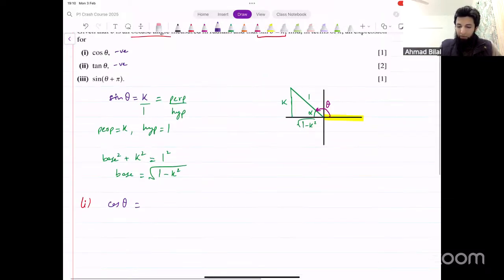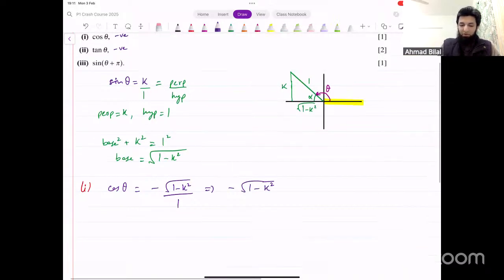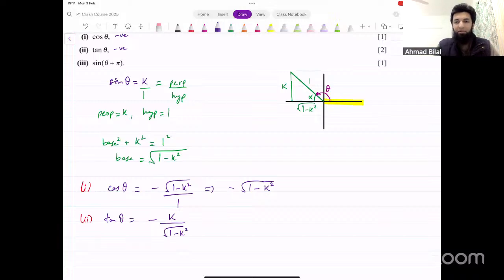Okay. Now what's cos going to be? Base over hypotenuse. Base is this. Square root of 1 minus k squared over the hypotenuse, which is 1. But since we're talking about cos, it's the second quadrant. It is supposed to be negative. So that's minus square root of 1 minus k squared. That is cos. And then that is tan. What's that supposed to be? Tan theta, perpendicular over the base. That is k over square root of 1 minus k squared. Again, we are in the second quadrant. That's supposed to be negative. We put a negative sign with that.